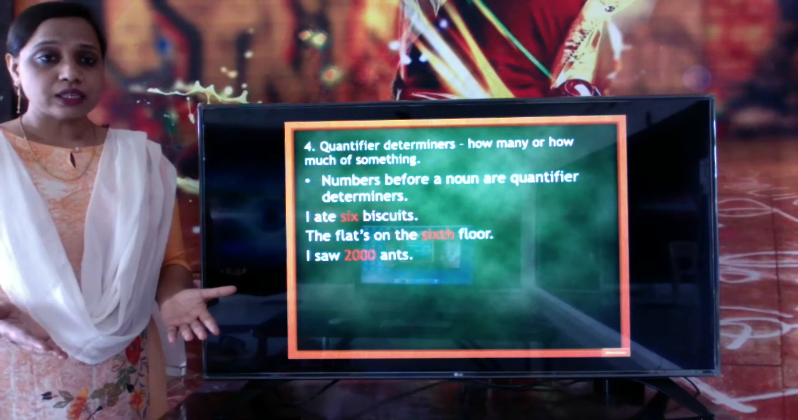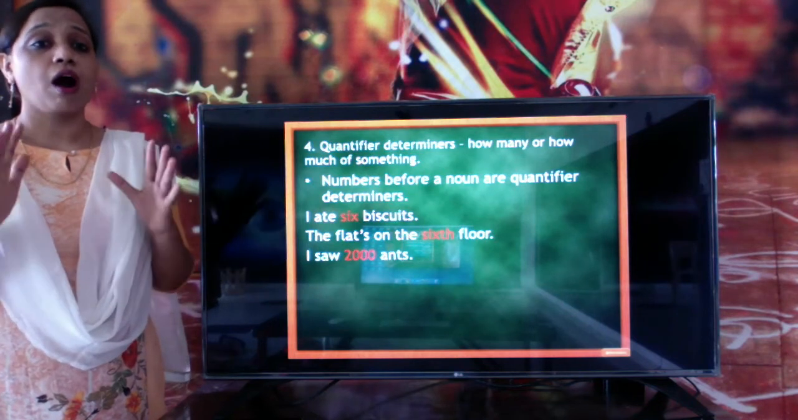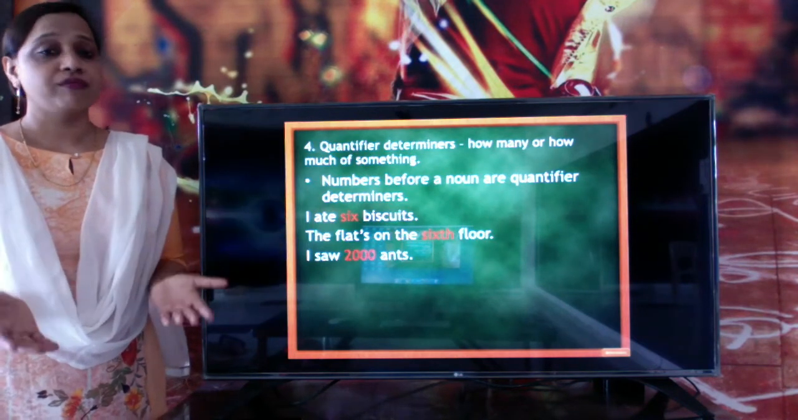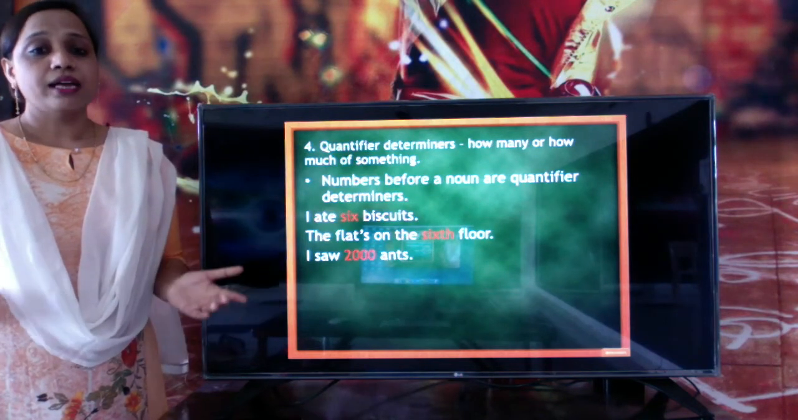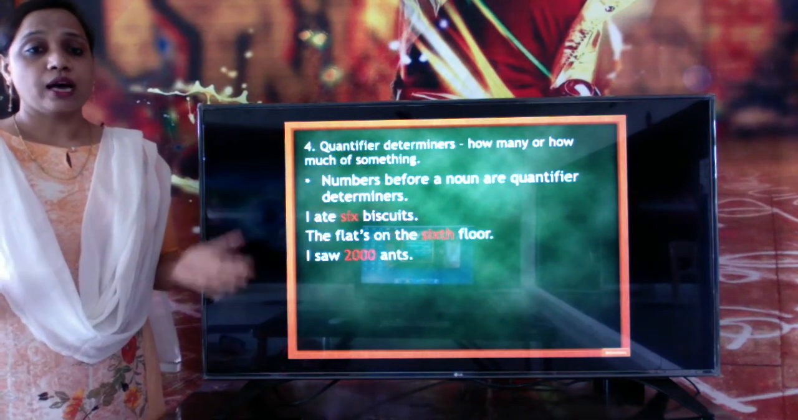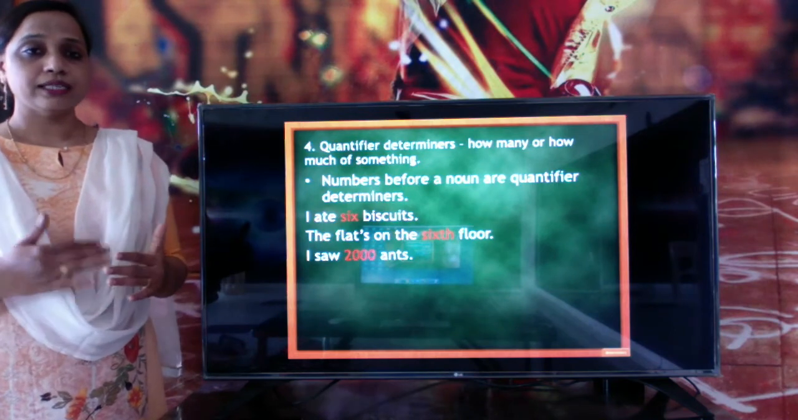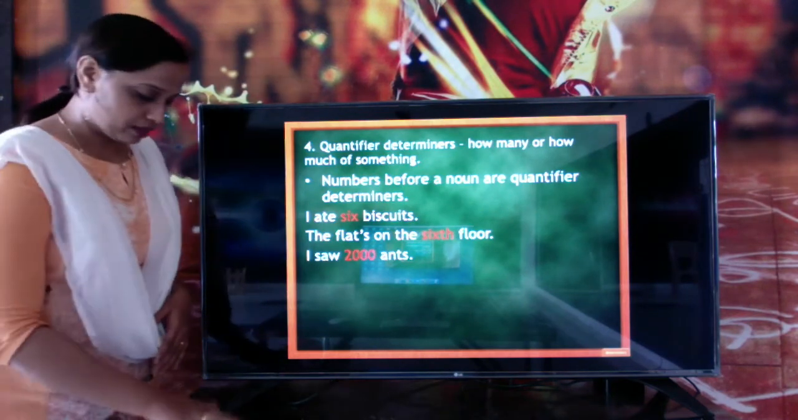It tells you and shows you how many or how much of something. Numbers before a noun are quantifier determiners. I ate 6 biscuits. The flat is on the 6th floor. I saw 2000 and something. So whatever is there in the quantity, in the number, they are all quantifier determiners.